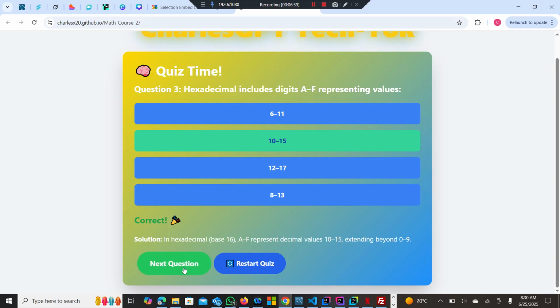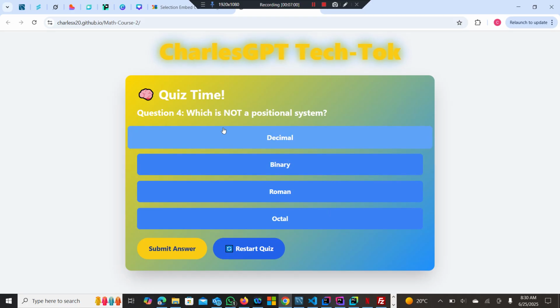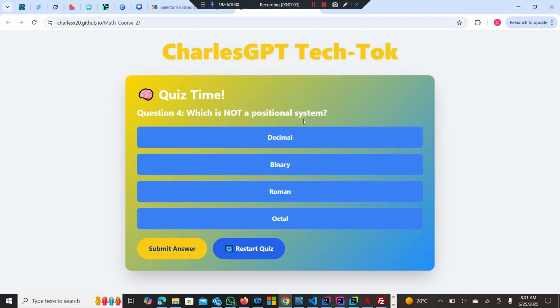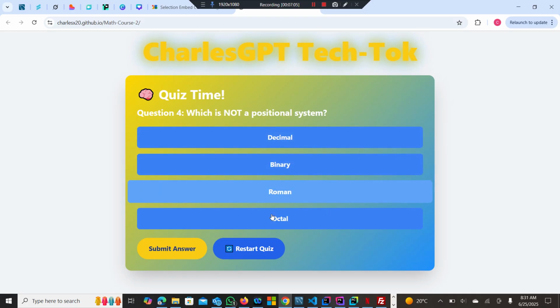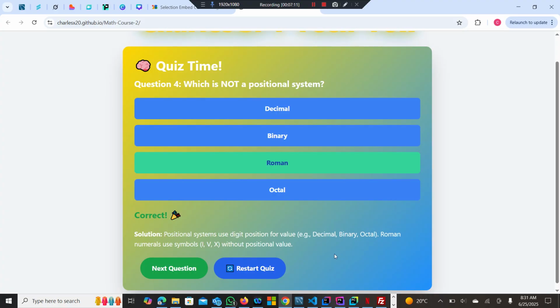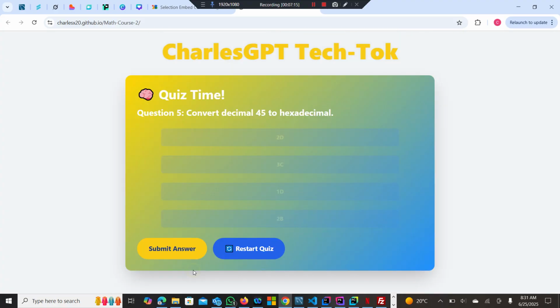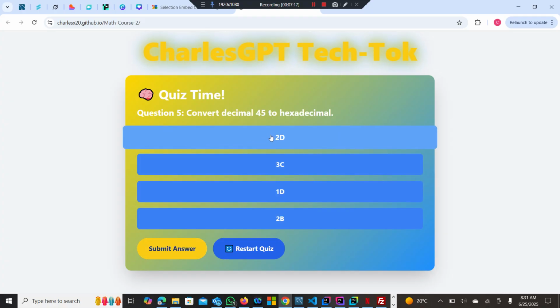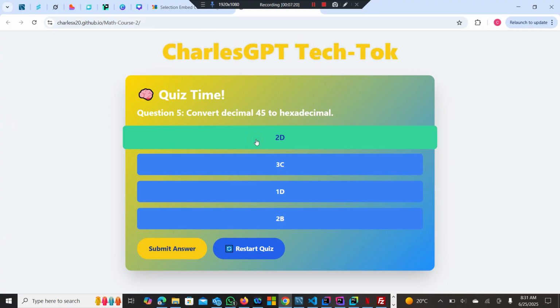So our next question: which is not a positional system? Decimal, binary, octal are positional systems, so the answer will be Roman. Then you submit your answer, you see. Cool. They'll give you the explanation as well. So convert decimal 45 to hexadecimal. Hexadecimal, I think it's 2D.